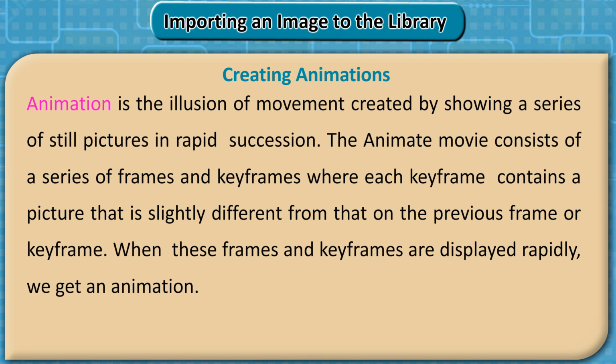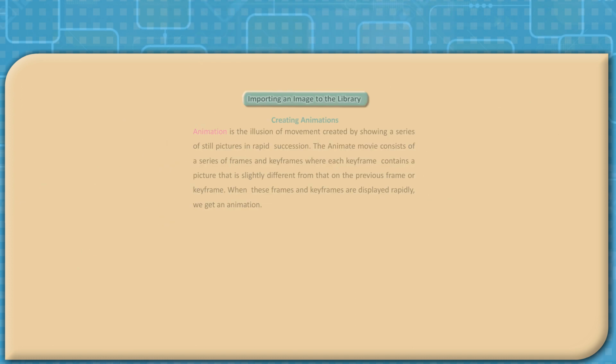Animation is the illusion of movement created by showing a series of still pictures in rapid succession. The Animate movie consists of a series of frames and keyframes, where each keyframe contains a picture that is slightly different from that on the previous frame or keyframe. When these frames and keyframes are displayed rapidly, we get an animation.